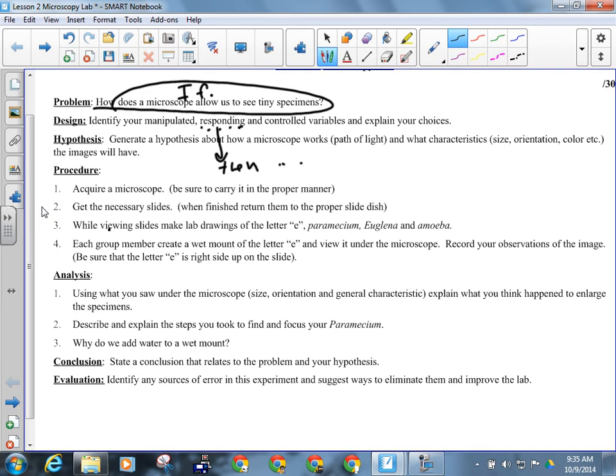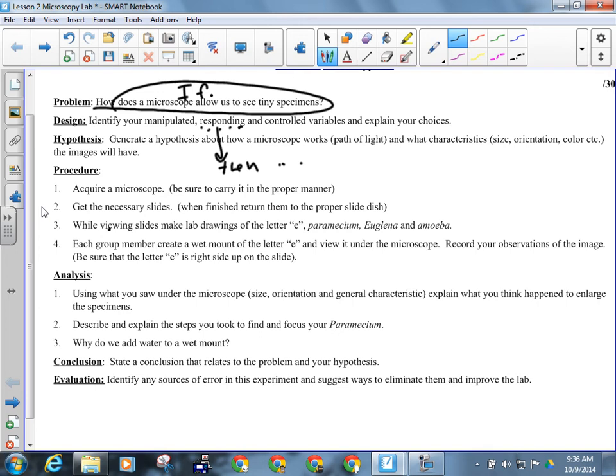When viewing the slides, make lab drawings of the letter E, paramecium, euglena, and amoeba. I'll show you how to do that today. Because we're actually not going to use the old-fashioned way with pen and pencil. We're going to do this electronically. We're going to use the cameras on your phone to take pictures through the microscope of what you're looking at. And that'll be a lot better than drawing, especially for someone like me who still draws people with the legs and arms coming out of the head.